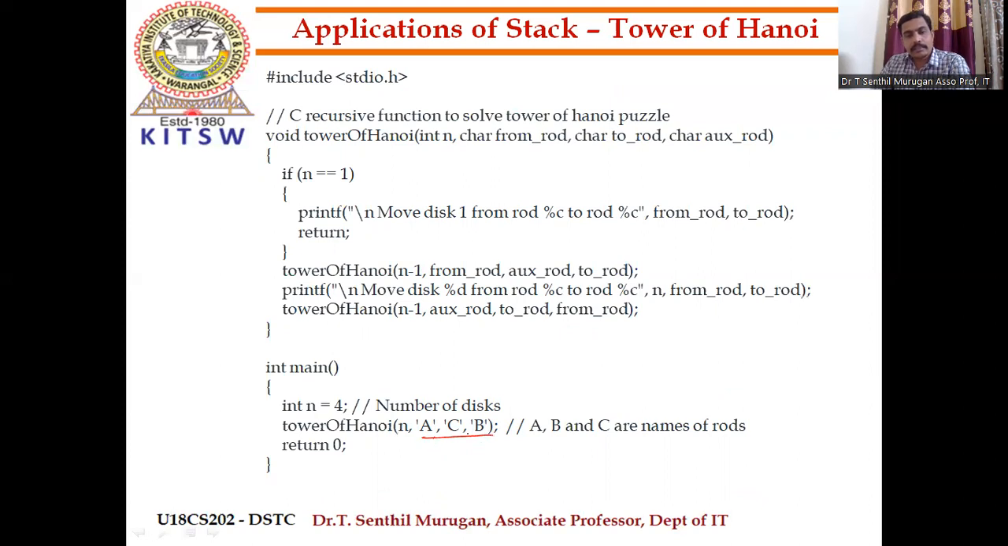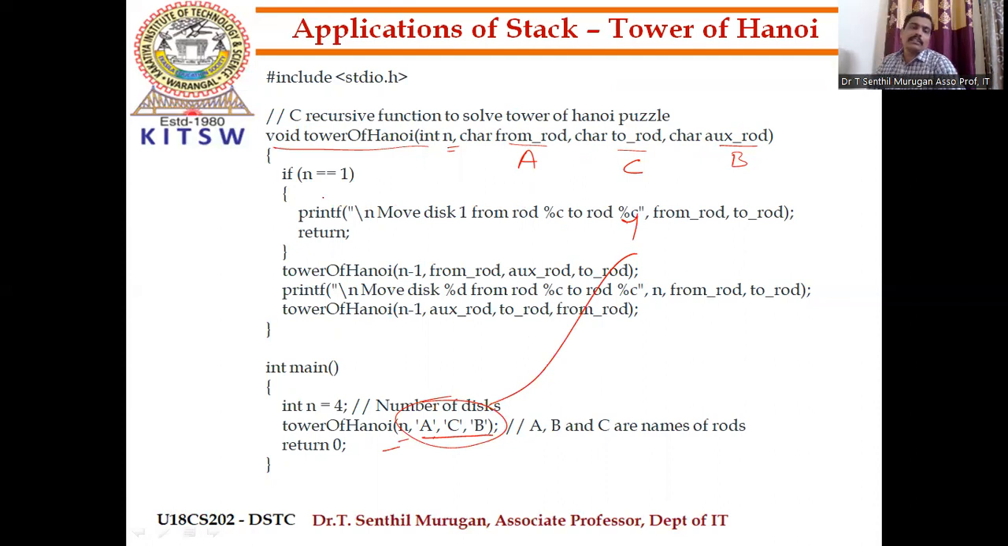We have given the names A, C, B. Then we are passing the number of disks, how many disks you want to shift. Okay, so you will shift it here. This is the Tower of Hanoi function. Initially it will get the n value. It will take the from rod, to rod, and auxiliary rod. From rod is A, to rod is C, and auxiliary rod is B, because we passed A, C, B here.